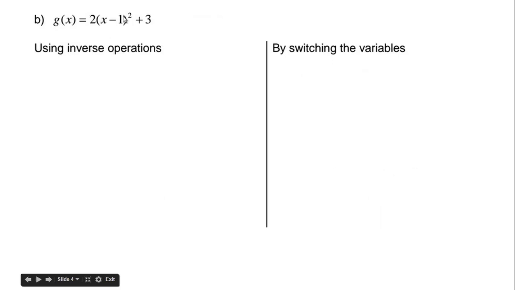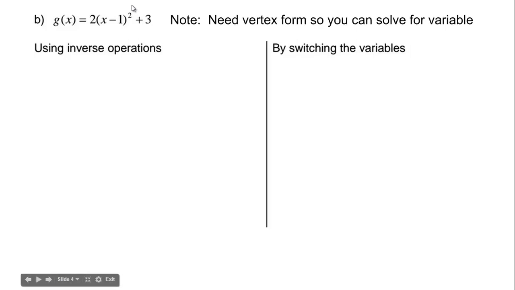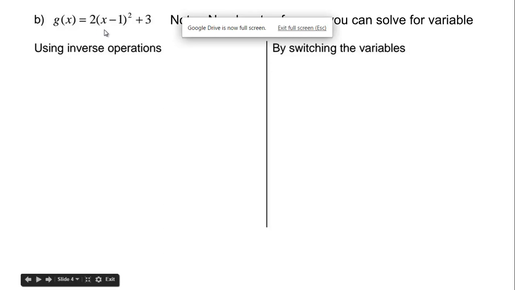Doing another example where we have a square, if we want to do the inverse of this, notice that this is in transformation form or vertex form, and it has to be in that form so that you can solve for the variable. If you have it in, remember from grade 10, standard form or factored form, you actually need this form, so you have to complete the square and get it into that form.